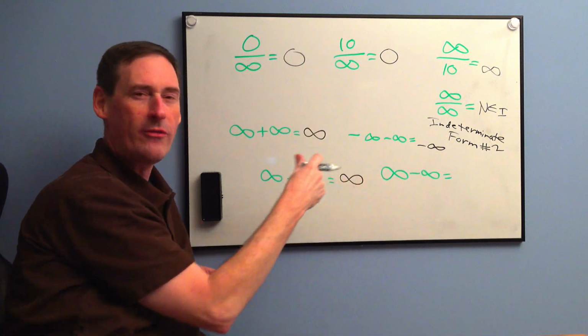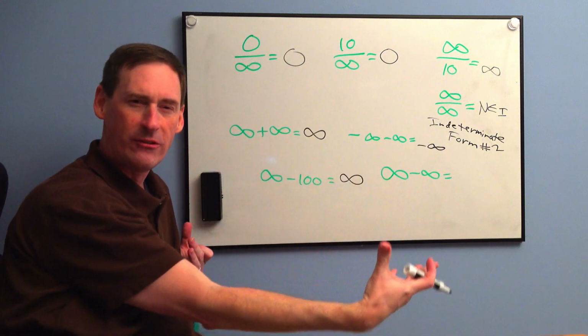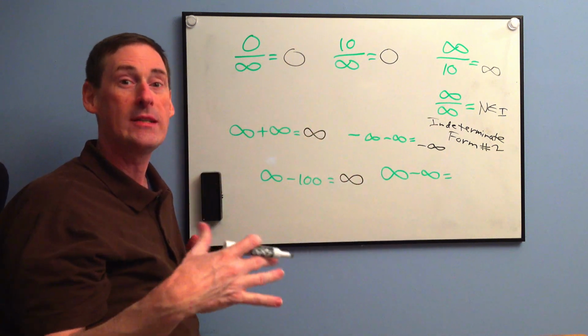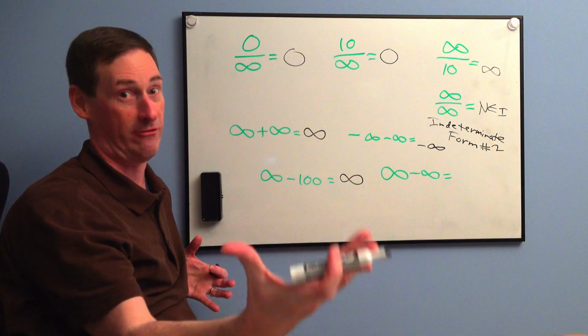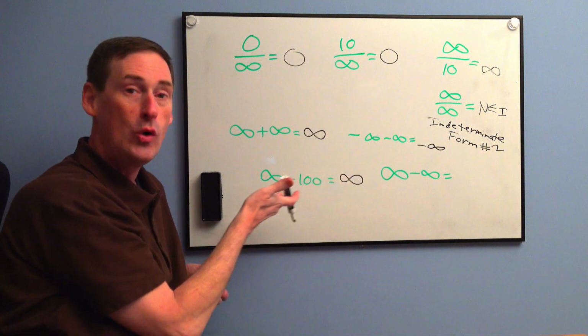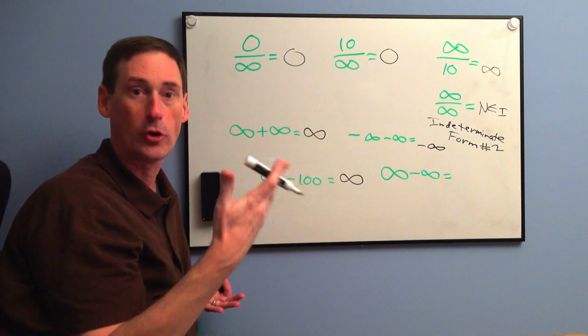Here's the one, though. What if I had infinity and I took away infinity? Some of you might think, wouldn't that be 0? No, there are different degrees of infinity. There are stronger infinities, there are weaker infinities. Who's stronger? I don't know. Let's look at some graphs here.